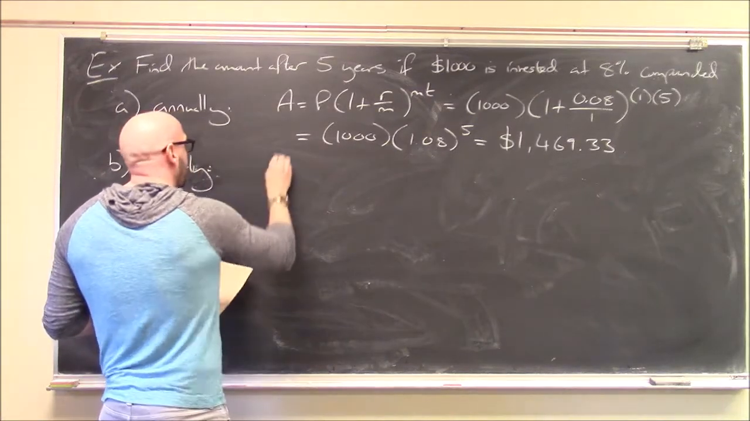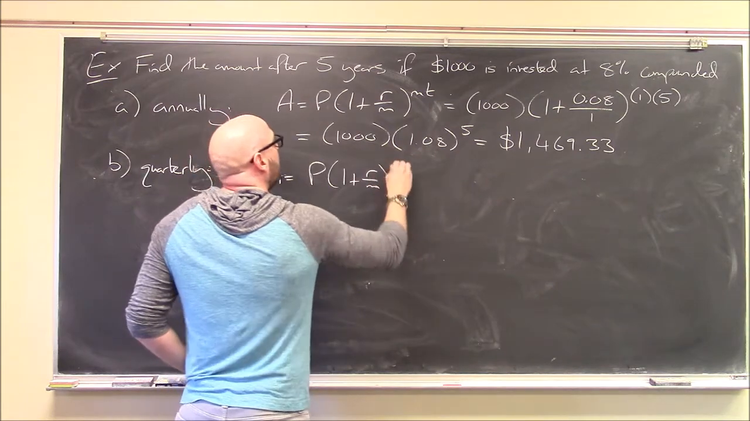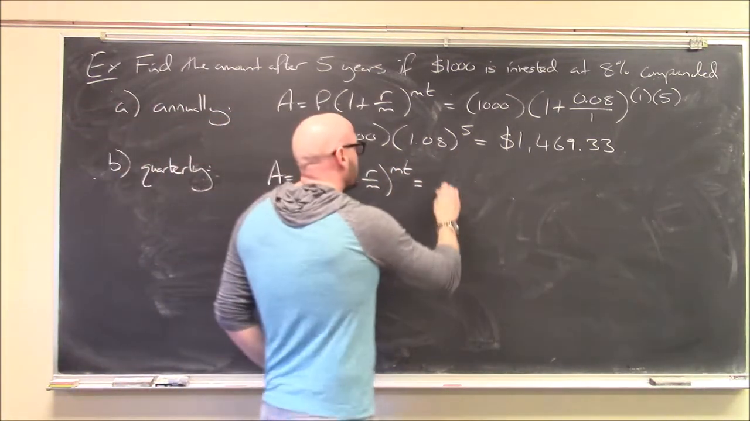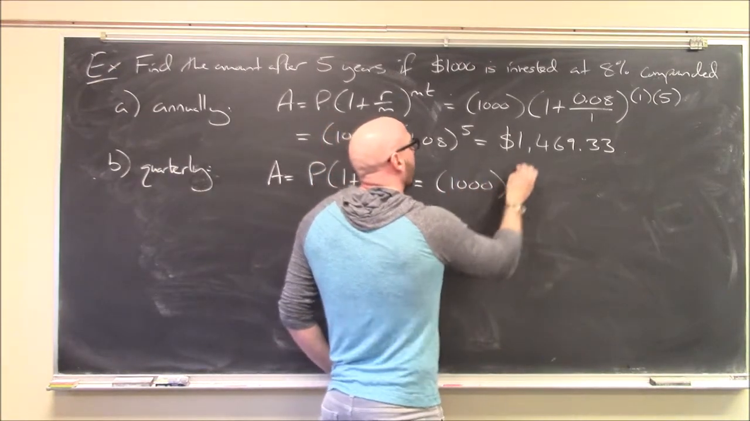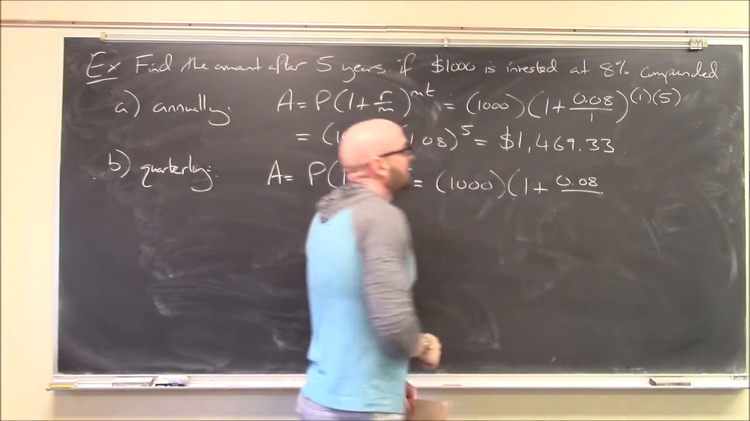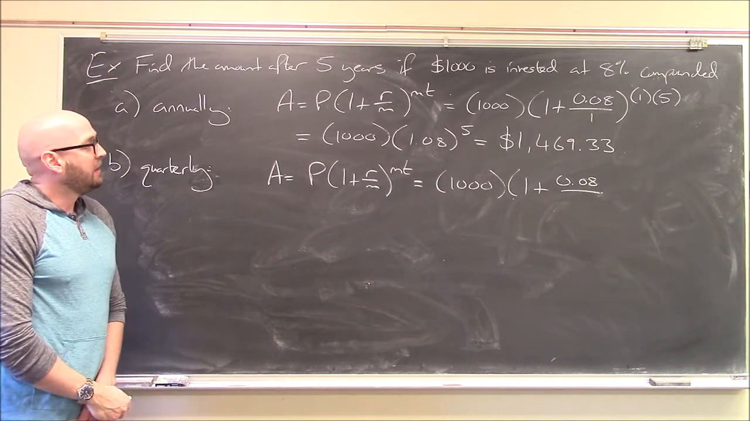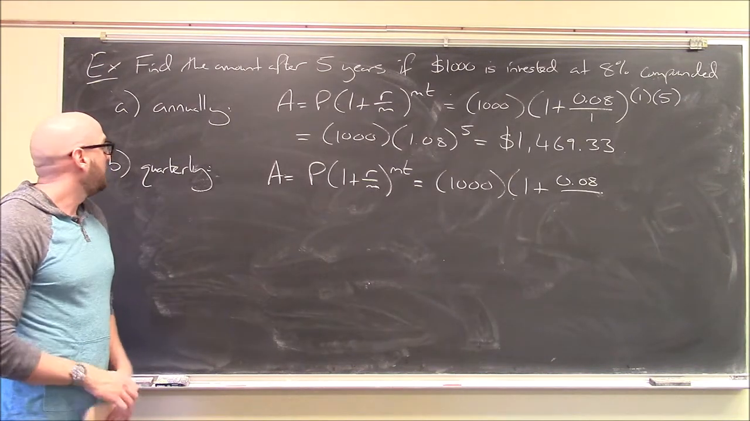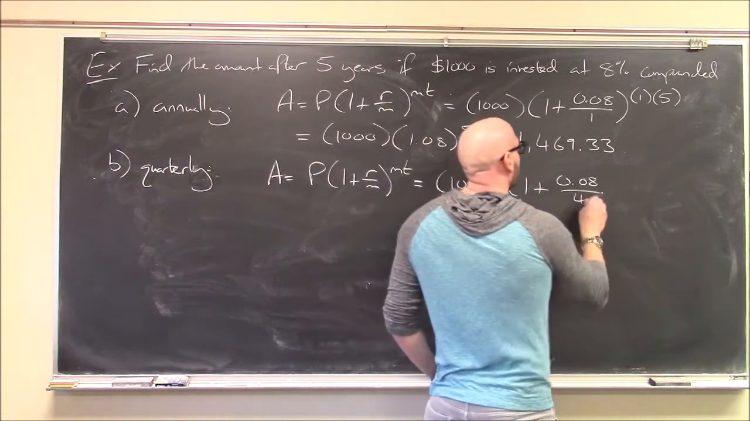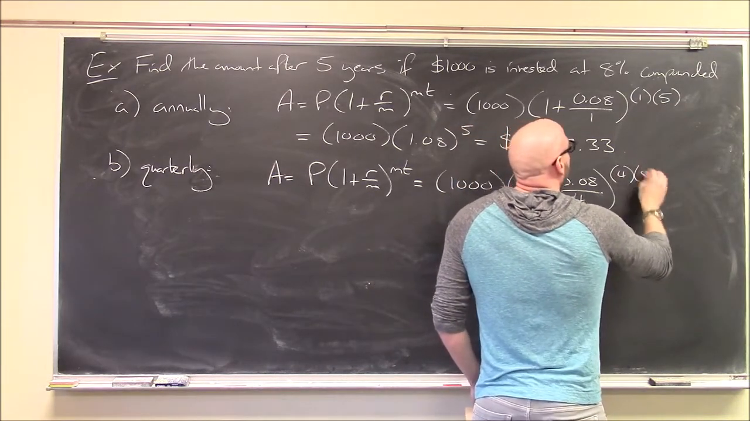Okay, so A, once again, this is P times 1 plus R over M to the MT. Still plugging these values in, principal doesn't change, this is still 1,000, times 1 plus the rate, which doesn't change, 0.08. The only thing that's really going to change here is our compounding period, M. So how many times do we compound per year now? If we compound quarterly, well, there's 4 quarters in a year, so this is divided by 4. M is 4, to the power of MT, so we've got 4 times 5 years.